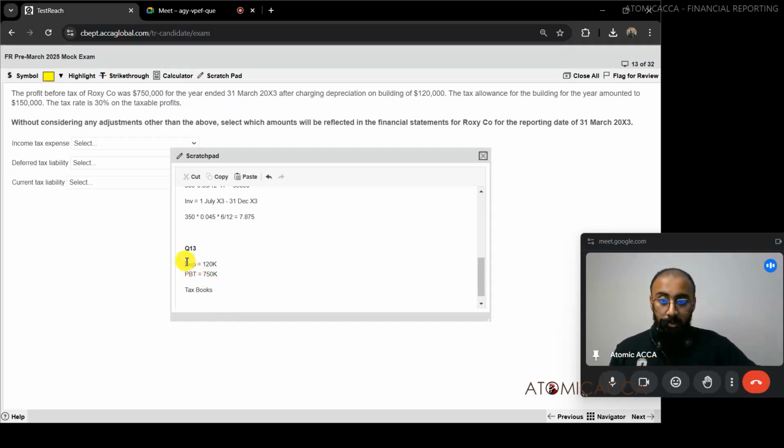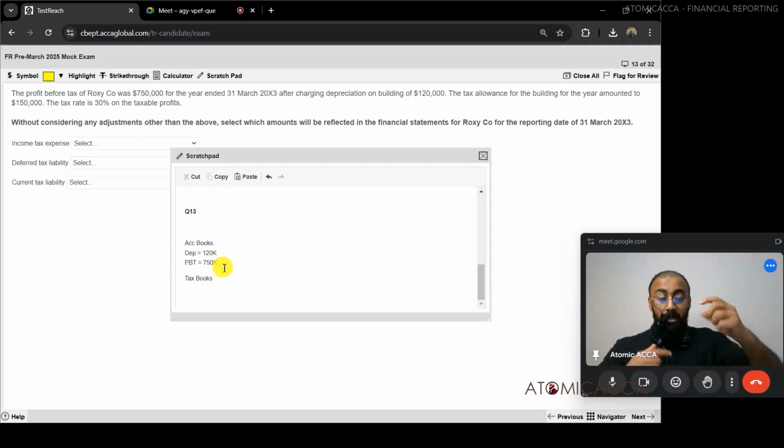So this is accounting books. Accounting books has 750,000 profit before tax after deducting a 120,000 depreciation. So what we'll do, we'll reverse work it. Find out before this what should have been the profit in the accounting books. Then minus out the depreciation that is allowed within the tax books. That is 150,000.